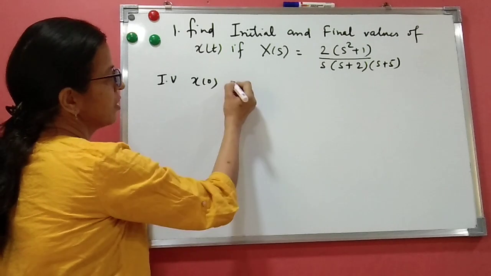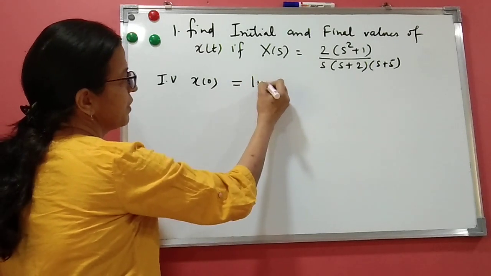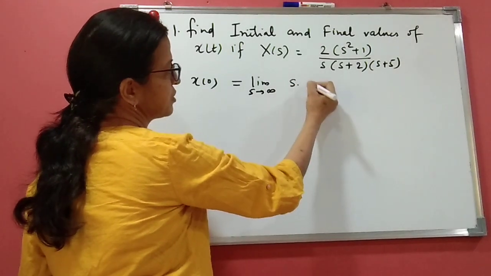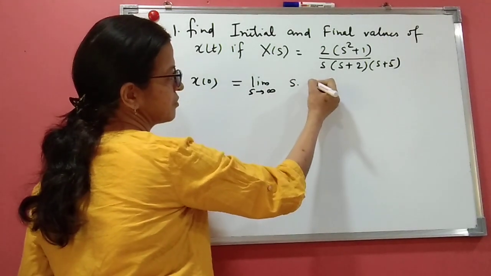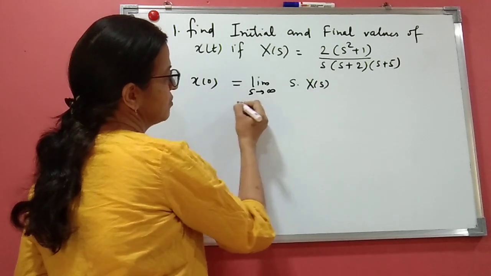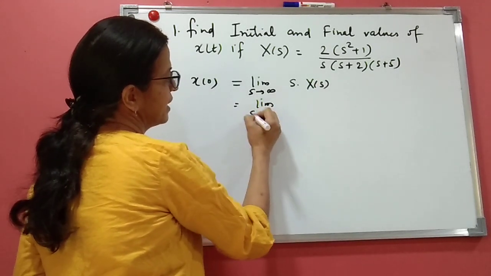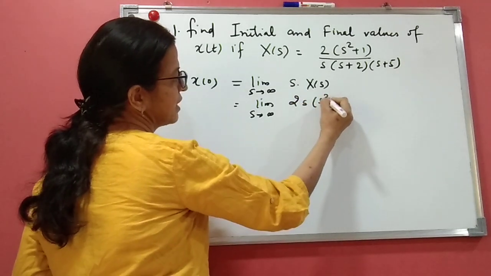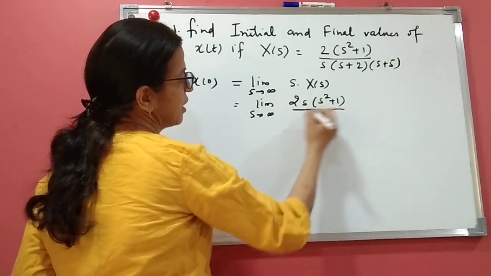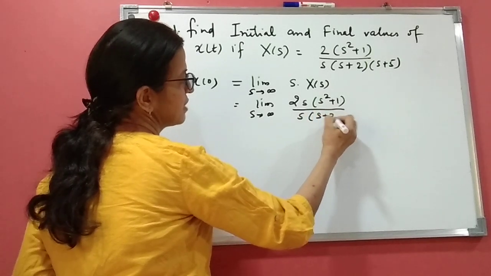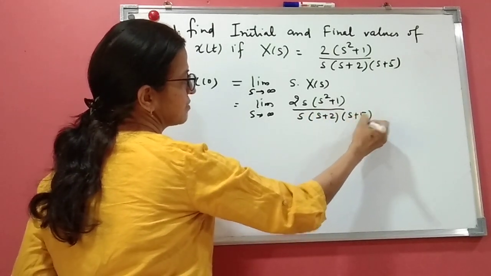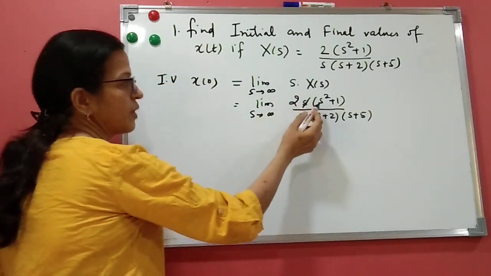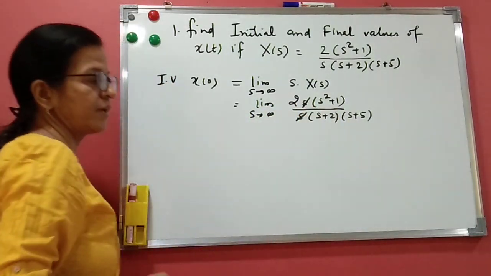According to the initial value theorem, x of 0 is the limit as s tends to infinity of s into X of s. I'll write down s into X of s, limit s tends to infinity. If I multiply here by s, it will be 2s(s square plus 1) upon (s plus 2)(s plus 5). So this s gets cancelled here. What you have is 2 into (s square plus 1) upon (s plus 2)(s plus 5).